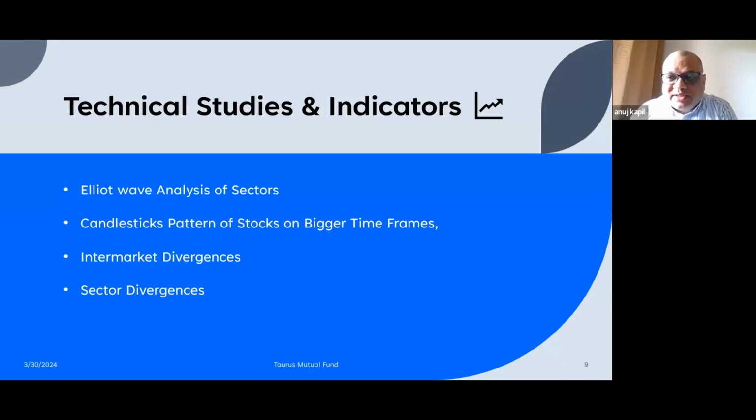So we get to know how the sectors are rotating between the time cycles, so that we should be investing in those sectors which are going to do good in the coming time cycles. So we were very bullish in capital goods. We were very bullish in pharma.